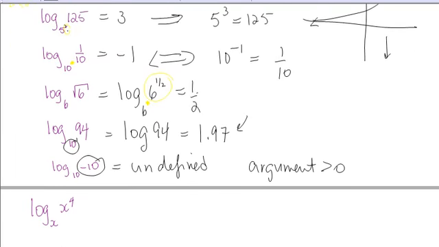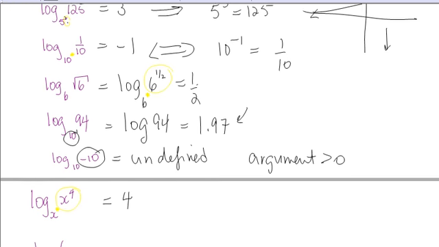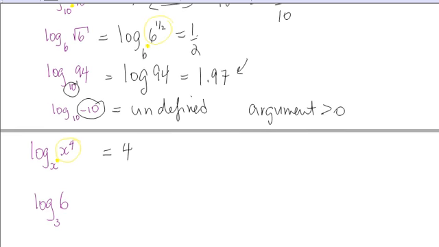So let's scroll down here and do a couple with variables. What number do I put in here to get x to the 4th? The answer is 4. And one more. Log of base 3 with an argument of 6. So 3 to the 1 is 3, and 3 squared is 9. So it's got to be somewhere between 1 and 2. And unfortunately, base 3 is not on your calculator. So only base 10 and base e.